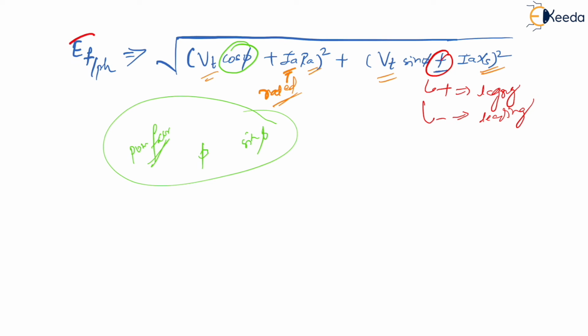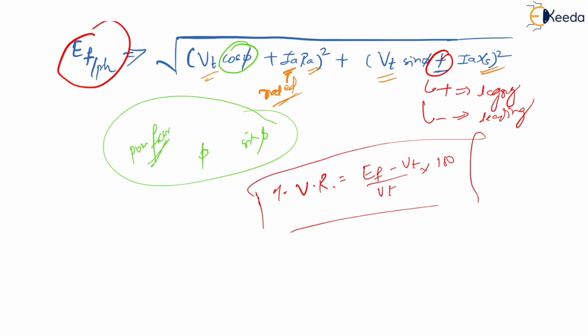So that's it. Now from this you get the value of EF per phase, or EF phase value. Now you please put that in the formula. What is voltage regulation? Voltage regulation is equal to (EF minus VT) by VT into 100. That's it. If you think of percentage voltage regulation, this is going to be it. Yes or no?